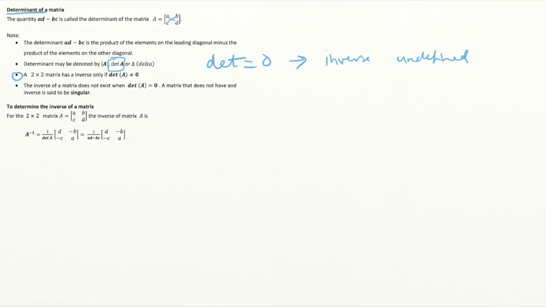A and D switch around physically, so D becomes where A is and A becomes where D is, and then we just simply put a negative in front of B and C, as you can see in this diagram over here. Alright, let's try an example for this one.